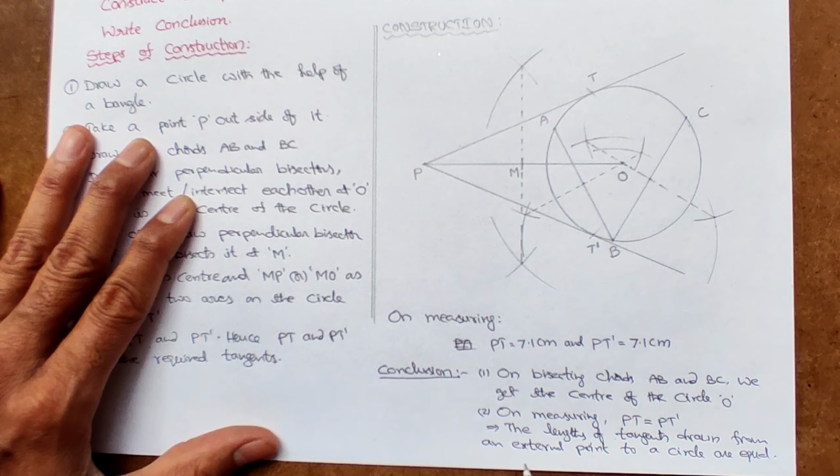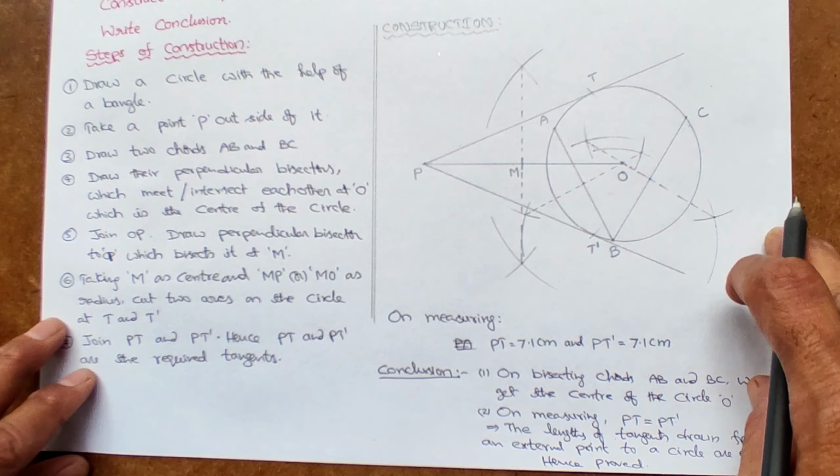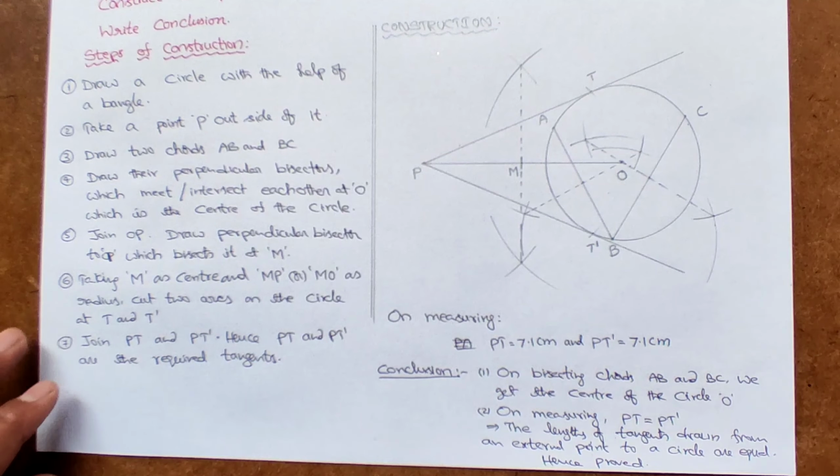So with this we can write, hence this construction gets completed. We can write hence proved. So with this construction, this problem number 7 gets completed.